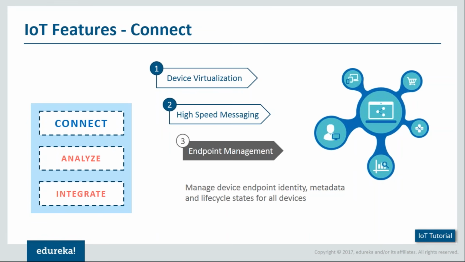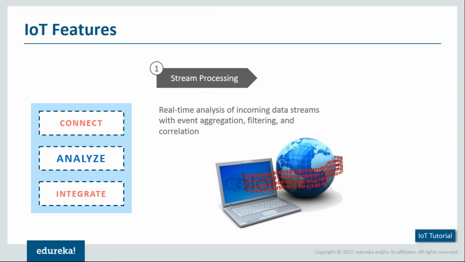Now the next feature is analyze, and the first thing that you need to do for analysis is stream processing. If the data coming from the device is not on a real-time basis, then my system is of no use. There's no use if I tell my system to switch on the AC at my home and by the time I reach there, the AC is not even turned on, then it's a failure of my system. So real-time analysis of the incoming and outgoing data must be done with respect to different aggregations, filtering, correlations, processing, and so forth.